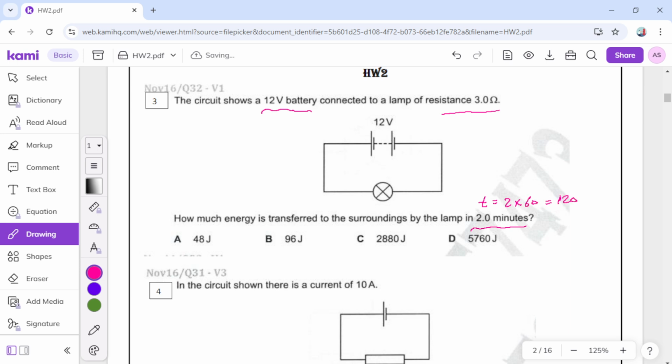Okay, now if you want to find energy, energy equals V multiply current multiply time. So first you have to find the current. Current equals V over R. Voltage is 12, R is 3, so now current is 4. Now again energy equals volt 12 multiply current 4 multiply time 120. So now what is the answer? The answer will be 5760. This will be D.